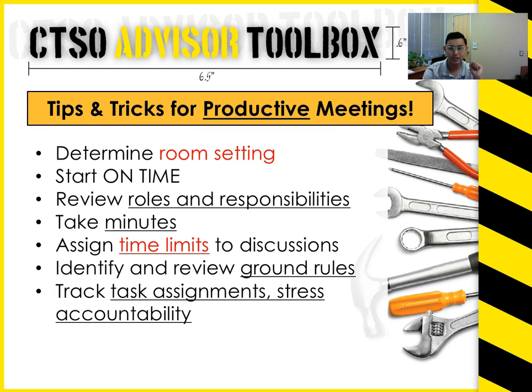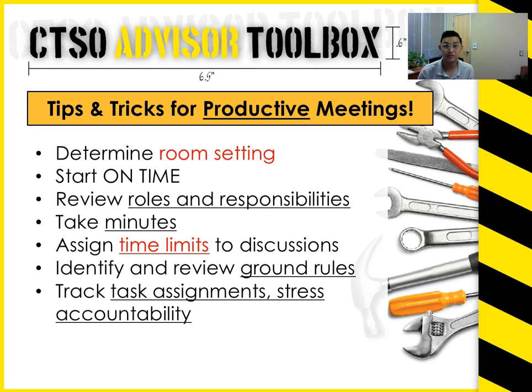Tips and tricks for productive meetings. Determine a room setting. Keep it consistent. Make sure that you understand how the room tone might affect your meeting. For example, classroom style seating gives students the ability to write on a table, but sitting in a circle may help everyone feel engaged and involved.